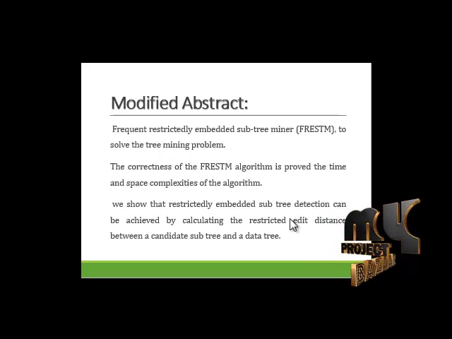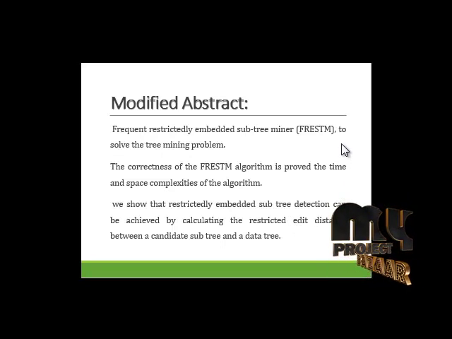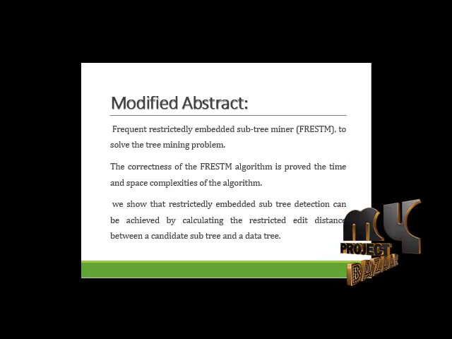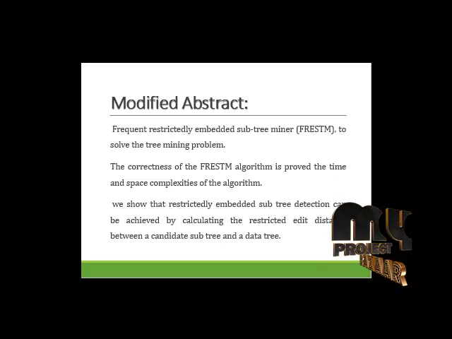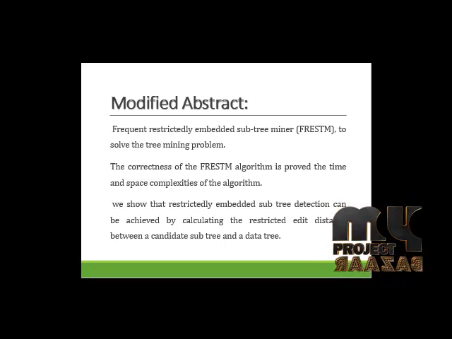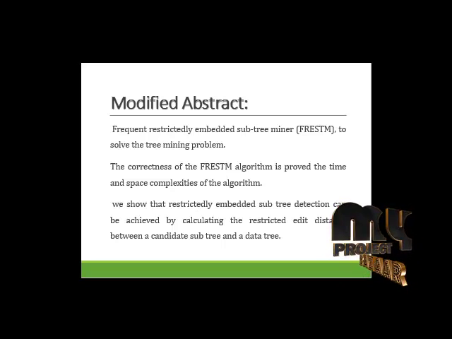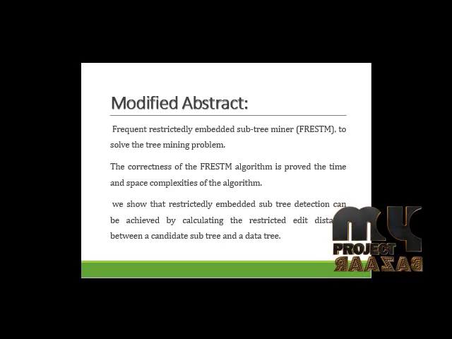In our modified abstract, the frequent restricted embedded subtree miner is used to solve the tree mining problems. The correctness of the Frestum algorithm is proved, along with the time and space complexity of the algorithm. We show that the restricted embedded subtree reductions can be achieved by calculating the restricted edit distance between the candidate subtree and the data tree.